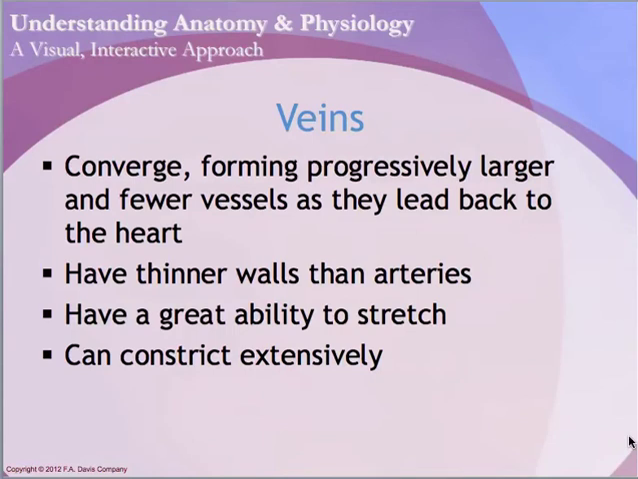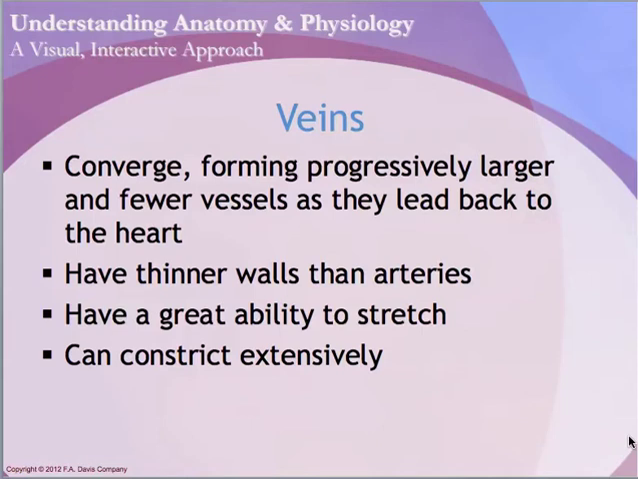Veins really converge, forming progressively larger and fewer vessels as they lead back to the heart. So they kind of start out small and then get larger as they get closer to the heart. They have thinner walls than arteries. They have a great ability to stretch and can constrict extensively. The veins' primary job is to return blood to the heart.